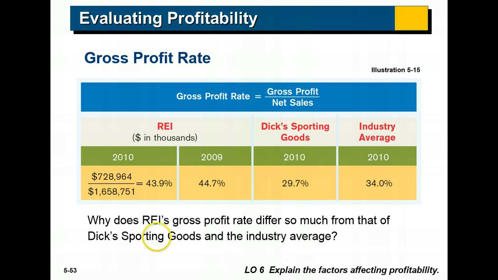So, as you see here, REI, if you take their gross profit divided by total sales, REI in 2010 had 43.9 gross profit. In 2009, 44.7. Look at Dick's, 29.7, and 34% is the industry average. What the heck is REI doing? They sell higher quality, higher markup items. They do sell higher quality, but they pay more for it. Yeah, but I think they're able to get away with charging more, maybe.